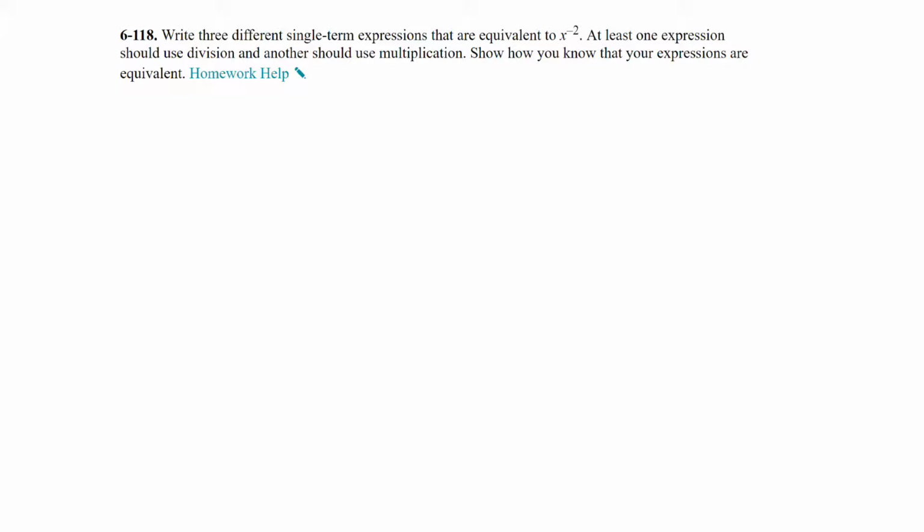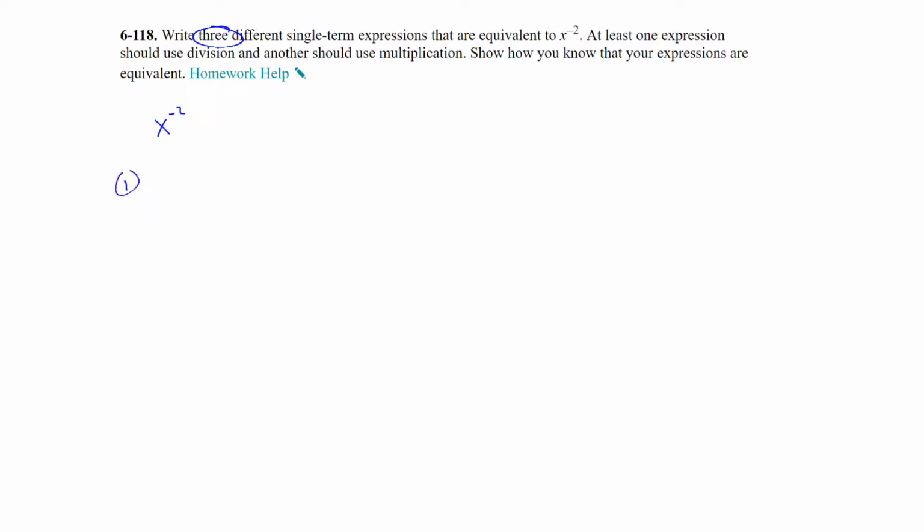Question 118. Write 3 different single-term expressions that are equivalent to x raised to the negative 2. At least one expression should use division. Another should use multiplication. Show how you know that each expression is equivalent. So we're going to do 3 different ones. Okay? So the problem itself is x raised to the negative 2.